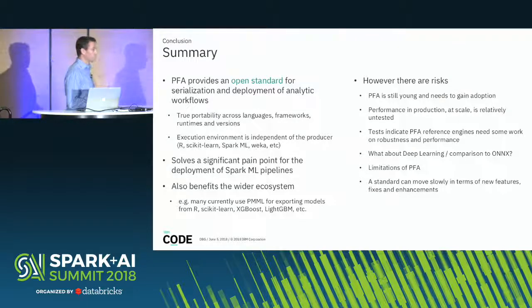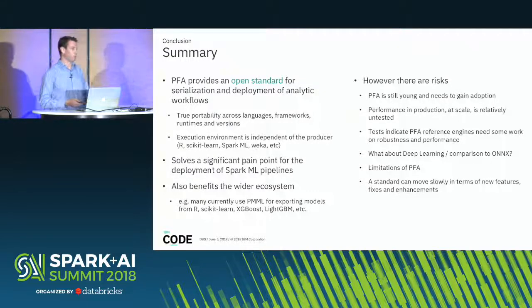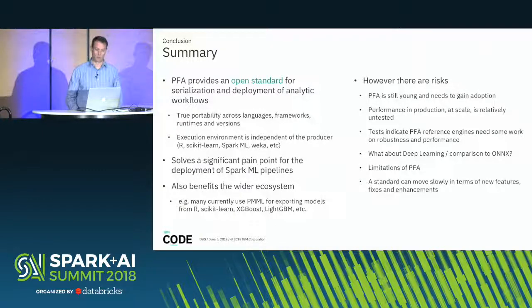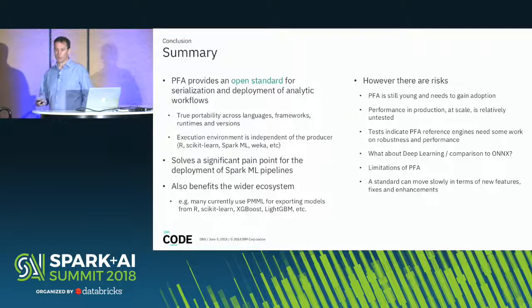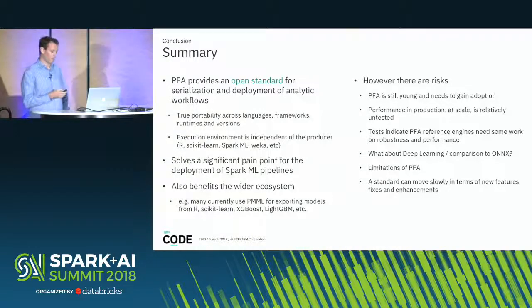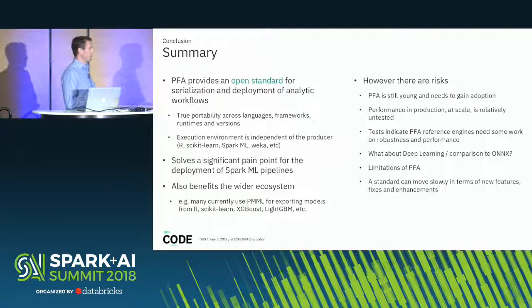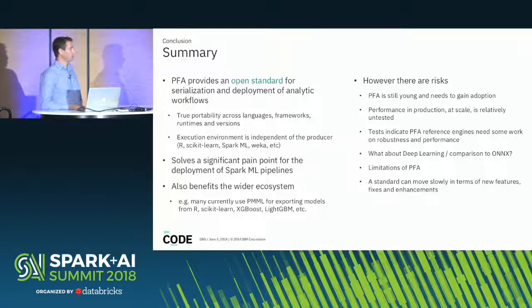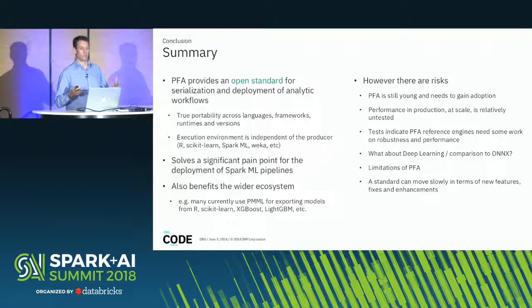So we believe this solves a huge pain point for the deployment of Spark ML pipelines in a standardized way, but also benefits the wider ecosystem. So as we saw, many of the popular frameworks out there, gradient boosting libraries, scikit-learn, R, already have PMML support and have exporters for that. And any PMML document can, in theory, be expressed as PFA. So all of these frameworks can also be exposed via PFA, and then one can use the same scoring engine for all of your model producers across whatever framework or language they are.